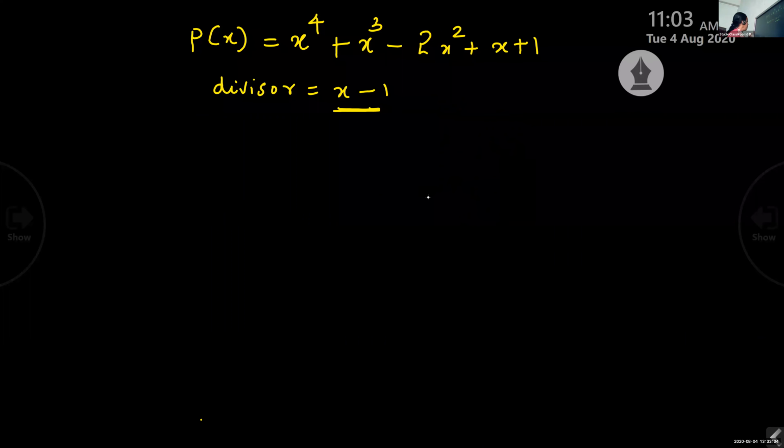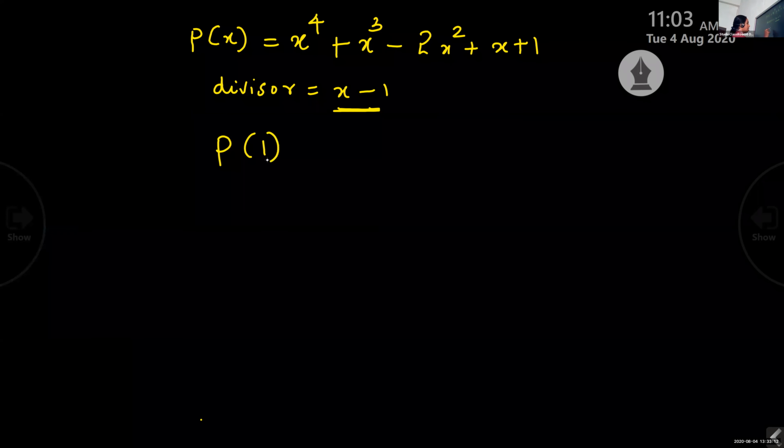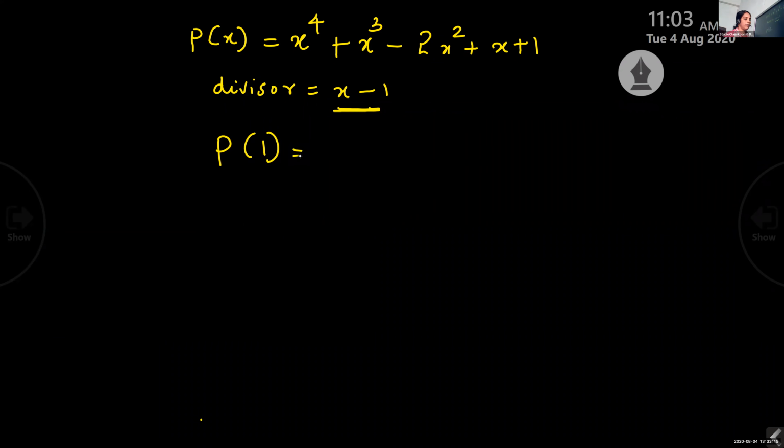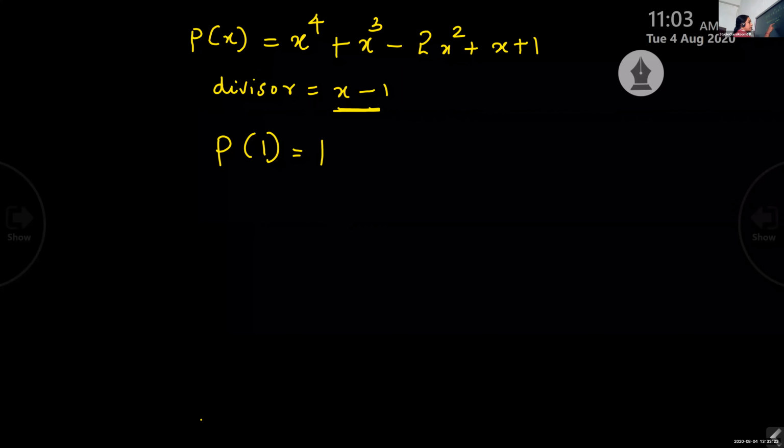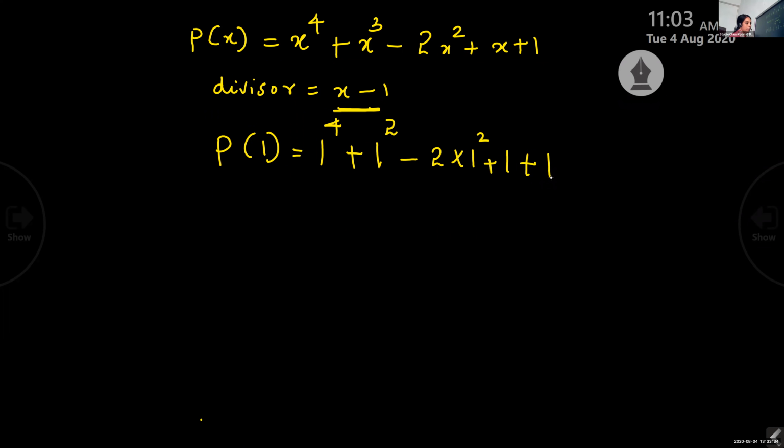Now listen, children. Now you are going to find P of 1. How will you find P of 1? If it is x minus 1, you have to substitute 1 instead of x. So 1 raised to 4 plus 1 raised to 3 minus 2 into 1 square plus 1 plus 1. What is 1 raised to 4? 1 itself. What is 1 cube? 1 itself.